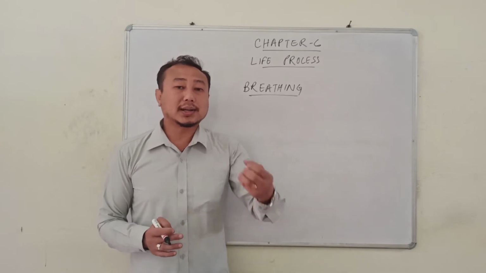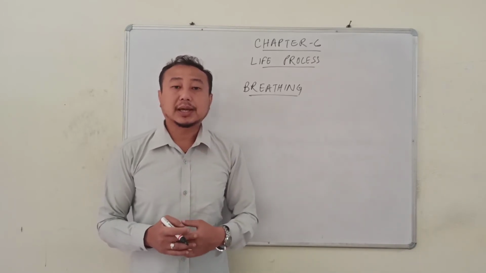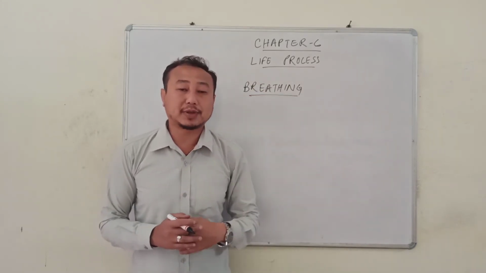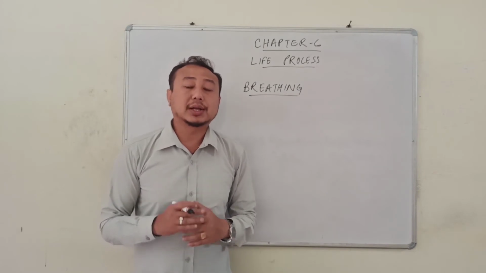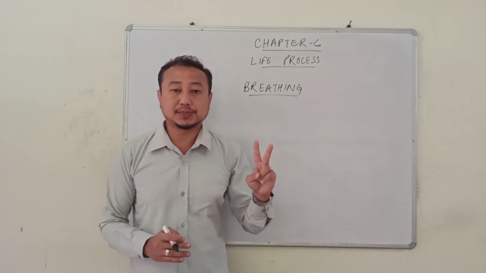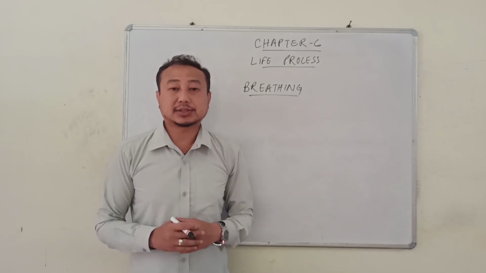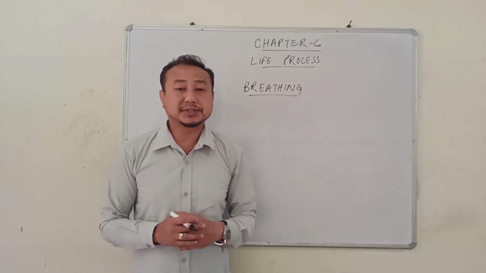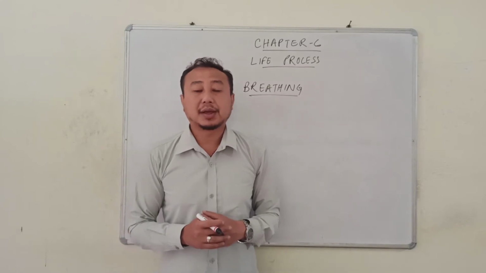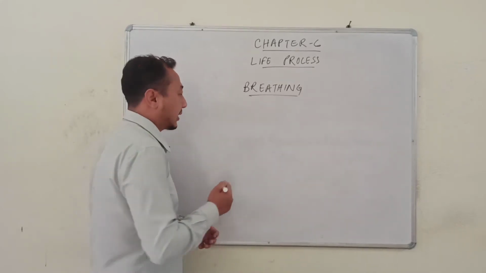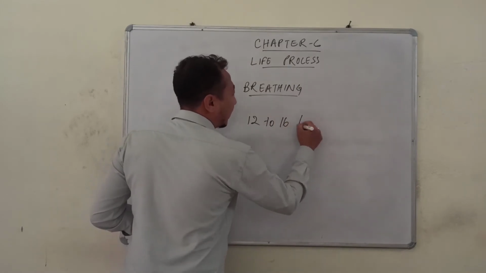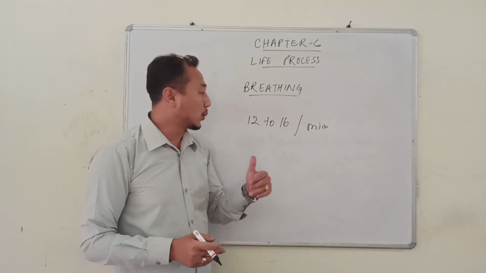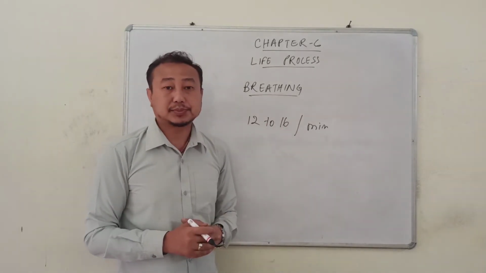One breath contains one inhalation and one exhalation. Inhalation is the process of taking in air, while exhalation is the giving out of air from the body. So, one breath includes one inhalation and one exhalation. The number of breaths an organism takes in one minute is called the breathing rate. The breathing rate is different for different organisms. For a normal human being at rest, the breathing rate is 12 to 16 times per minute. That means in one minute, a normal healthy person at rest will breathe 12 to 16 times.